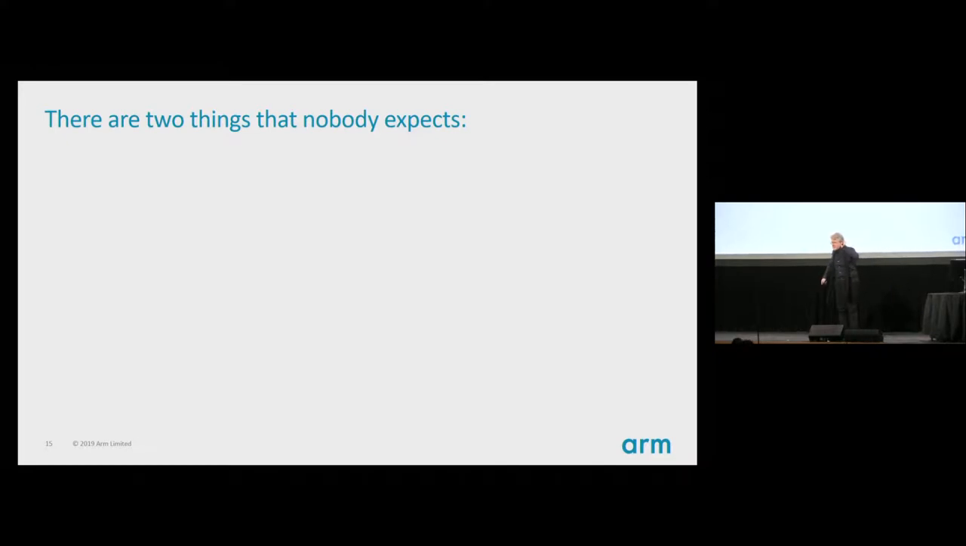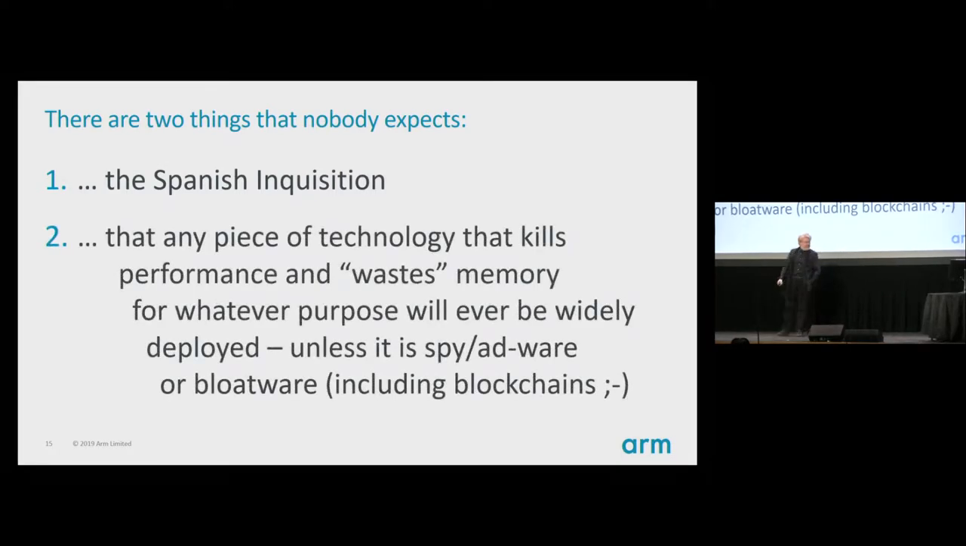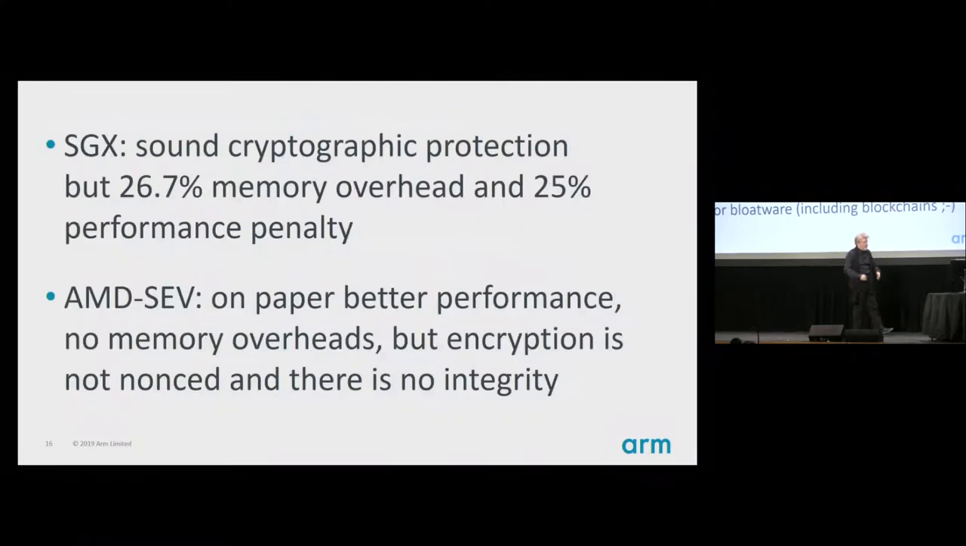Nobody expects? What? No, the Spanish Inquisition. The second thing that nobody expects is that any piece of technology that kills performance and wastes memory or disk or whatever, for whatever purpose, will ever be widely deployed, unless it is, of course, some spyware, adware, or bloatware, including blockchains. I had a much harsher joke here, but legal at the company told me, no, don't call them what you're saying, use this word, okay, so.